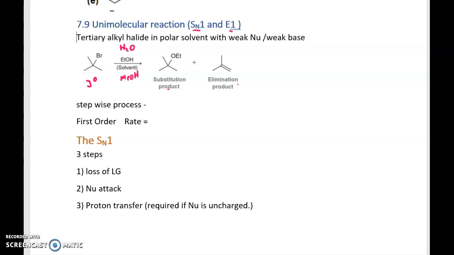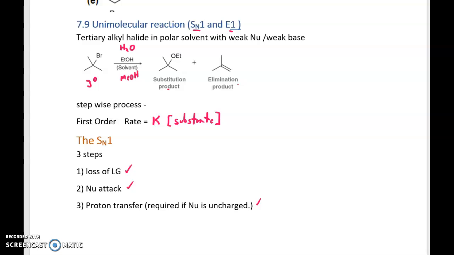The rate for all of these is going to be equal to the rate constant times the concentration of the substrate. So the amount of the reagent here, the water, the ethanol, the methanol, is going to be irrelevant. So first we'll look at the SN1. The first thing that's going to happen is the loss of a leaving group, followed by a nucleophilic attack, and then frequently we're going to have a proton transfer.